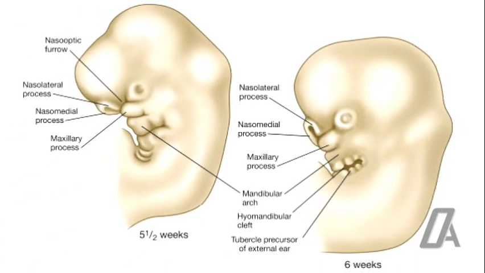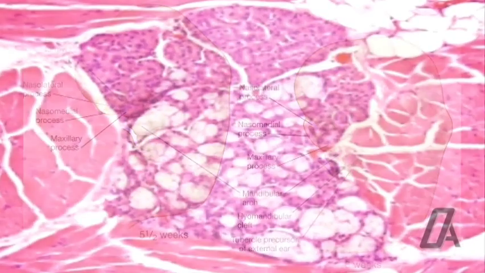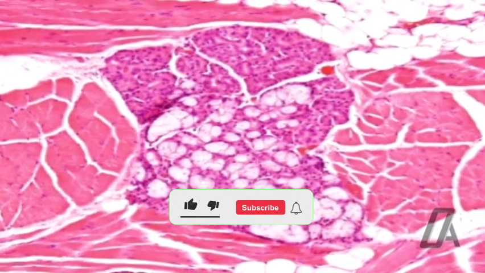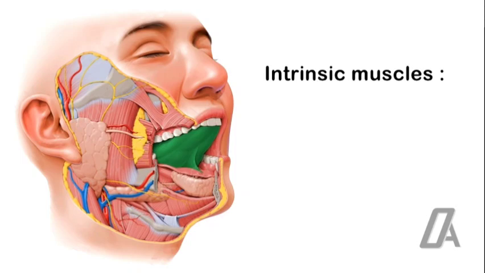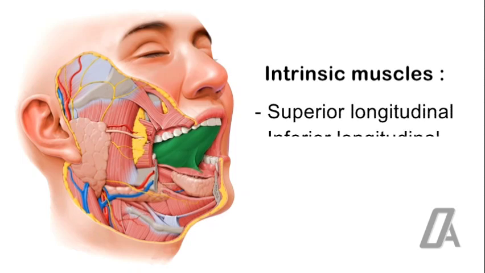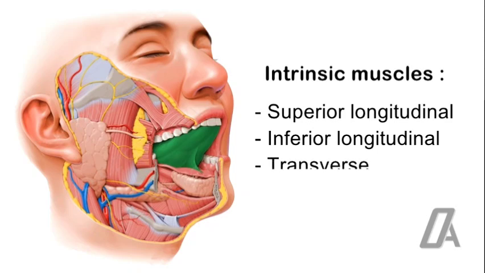The tongue's muscular development begins around the 6th week of embryonic life. Mesenchymal cells in the tongue start to differentiate into muscle fibers. This process continues well into the fetal period. The tongue muscles develop from different sources. The intrinsic muscles form from cells within the tongue itself. These include the superior longitudinal, inferior longitudinal, transverse, and vertical muscles. They give the tongue its flexibility and precise movements.